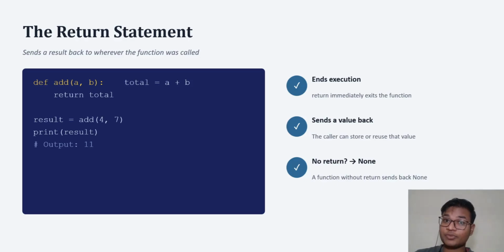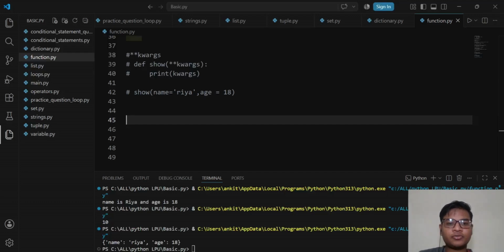I hope you understand why we use the return statement. Second, it sends a value back. The caller can store or reuse that value. Third, no return means None. A function without return sends back None. Always remember that. So let's create another function for a better understanding of the return statement.